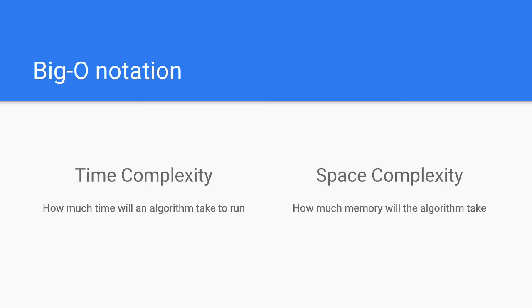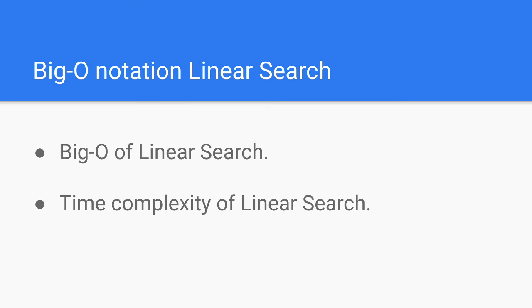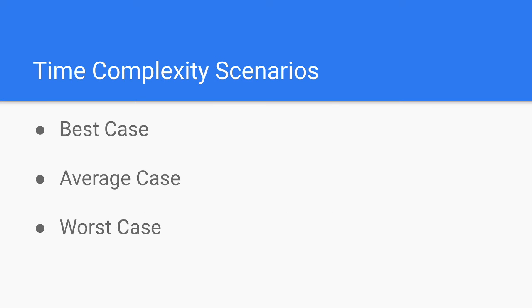So, based on these definitions, we are trying to answer the question, what is the big O for linear search? Or what is the time complexity of linear search? The answer to both questions is the same. Let's look at three possible scenarios for time complexity. We are going to find big O notation for each of these scenarios. Let's start with understanding what the worst case scenario means in terms of linear search.